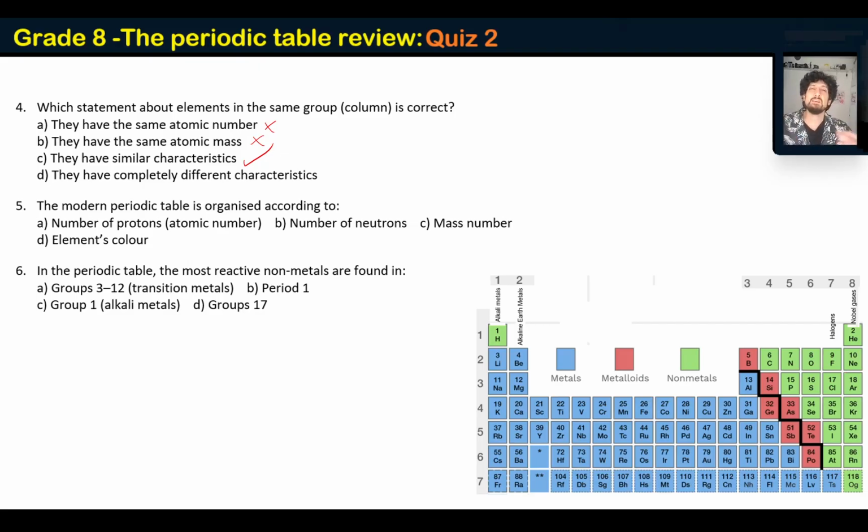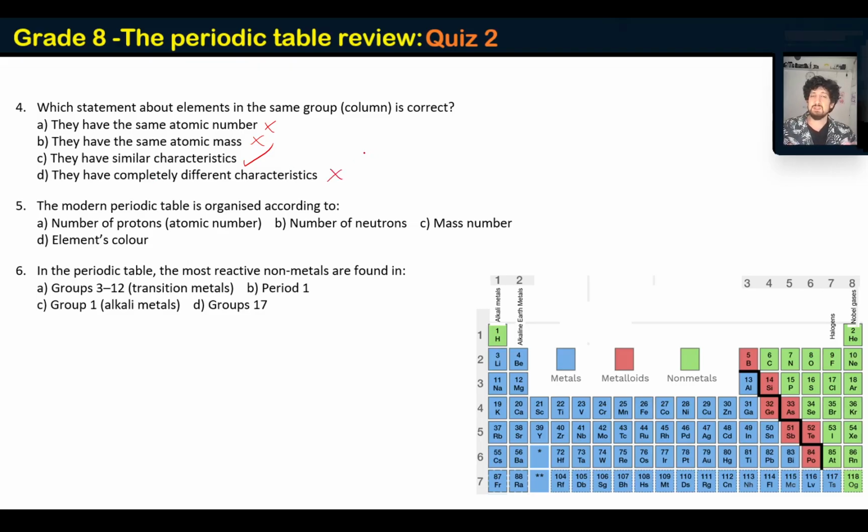And properties are characteristics. Properties are things like reactivity, how they react, if they are explosive or not, or if they oxidize or not. So these are different things that the elements do. So different reactions, all right? So similar characteristics or similar properties means they kind of act the same way, okay?